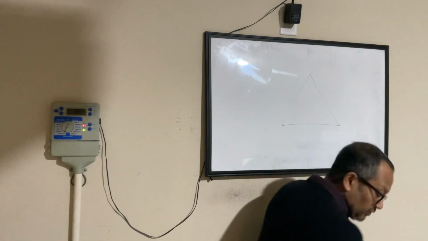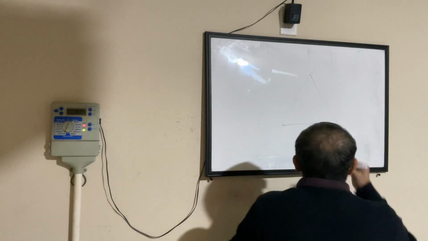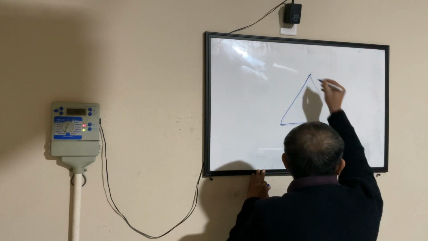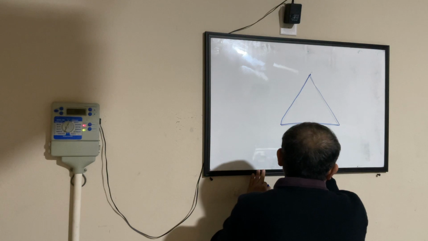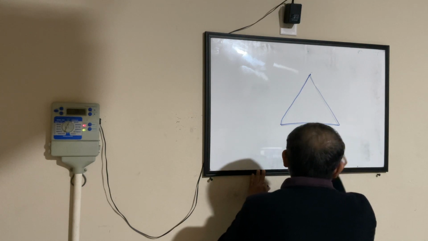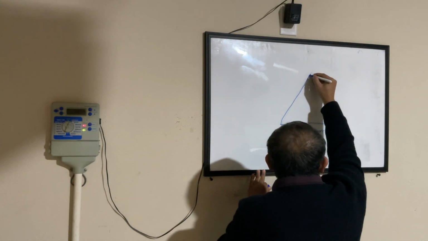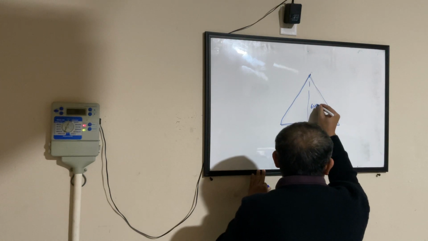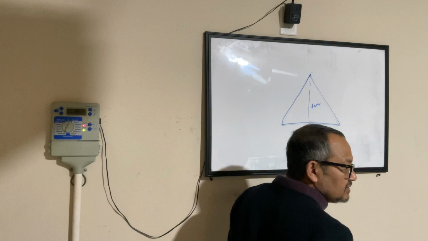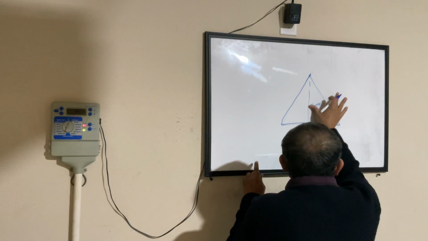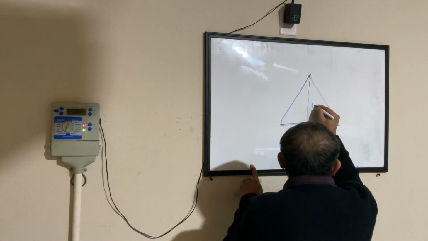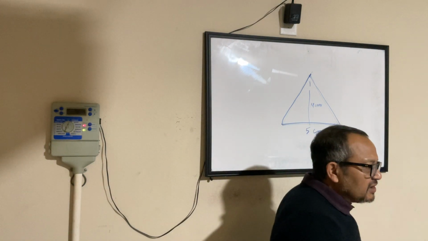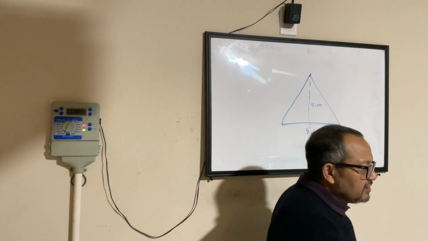So, if you have a triangle, if I'm saying that this is an equilateral triangle and the length of the side is 5 centimeters and the distance from here to this place is 6 centimeters, or maybe 4 centimeters, let's say 4 centimeters. Can you find the perimeter of this triangle and the area of this triangle?